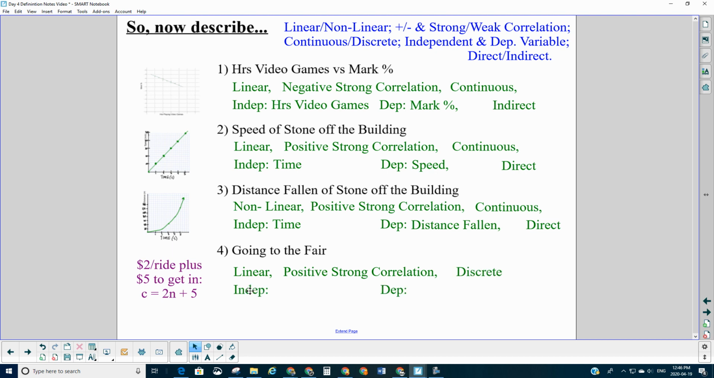What are the independent and dependent variables? Well, there's no time in this scenario, but you can imagine that the number of rides is the time. The amount of money you're spending depends on the number of rides you ride. So the money or the cost depends on the number of rides. You may not be considering it as time, but you can imagine that the number of rides could act like seconds. 1 second, 2 seconds, 3 seconds; one ride, two rides, three rides. And then the cost depends on the number of rides.